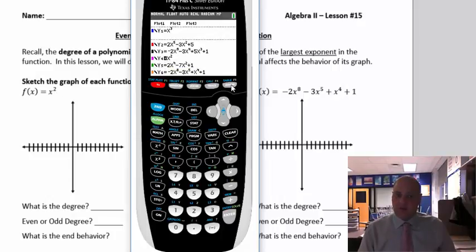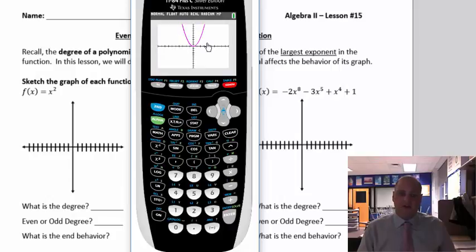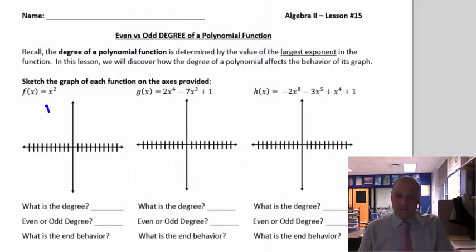So let's take a look at x squared right now. And there it is, in a normal Zoom 6 regular window. You should already know what x squared looks like. All right, so we're just going to sketch that. X squared does something like that. Just a rough sketch.